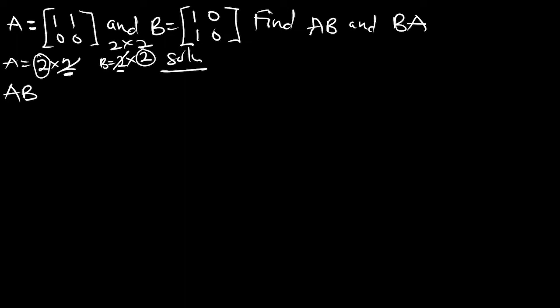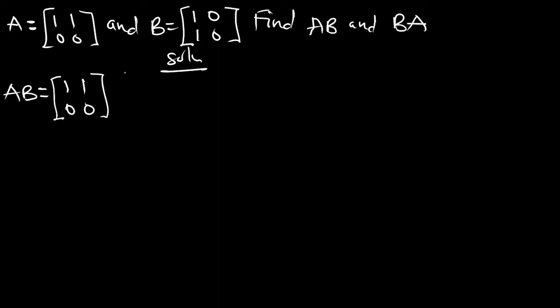So AB is going to be, let's get it clear. We know that multiplication is possible. AB is going to be this matrix A. Check your arrangement. Don't say B first, A second. No, it will give you different answer. You arrange it in order of what the question is asking you. So 1, 1, 0, 0, multiplying matrix B, which is 1, 0, 1, 0.